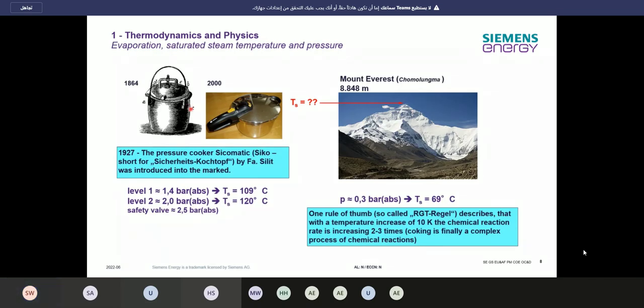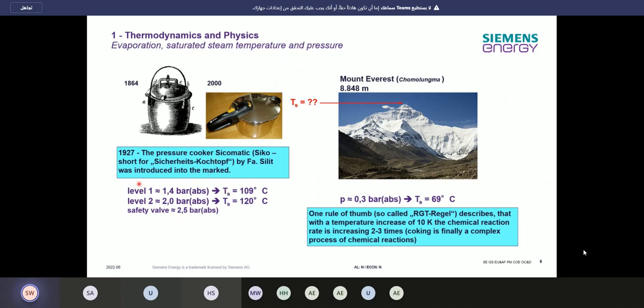So when we go here again, evaporation, saturated steam temperature and pressure, we have a pressure cooker. In 1927, the Sicomatic by the company Silit was introduced into the market, and the pressure boiler is there to increase the temperature, and therefore, when you cook with higher temperature, you can decrease the cooking time. So it's cooking faster. That's why it's called a pressure cooker or fast cooker.